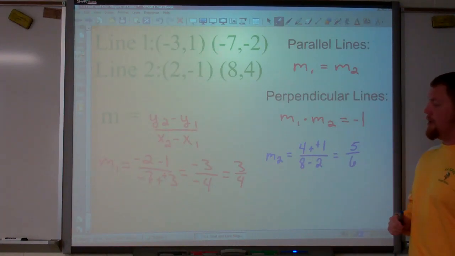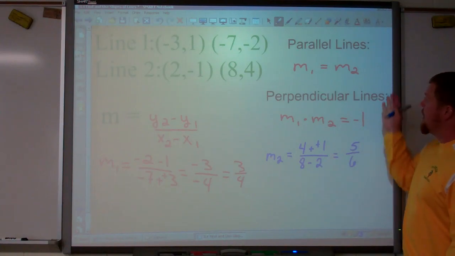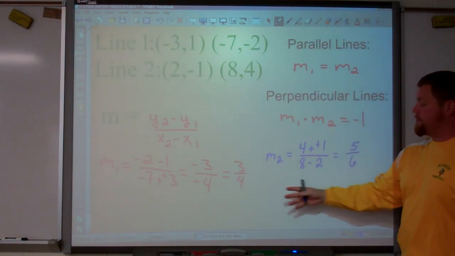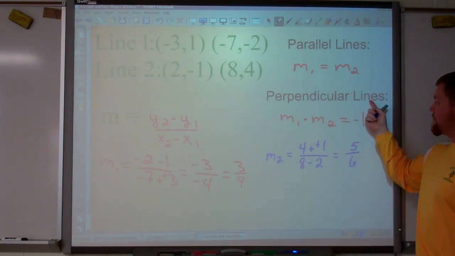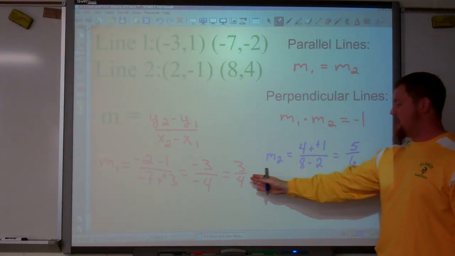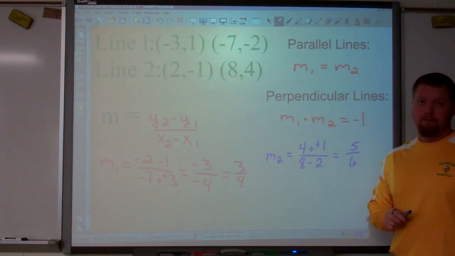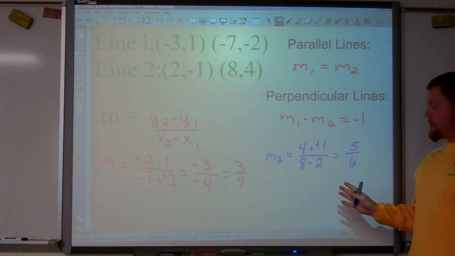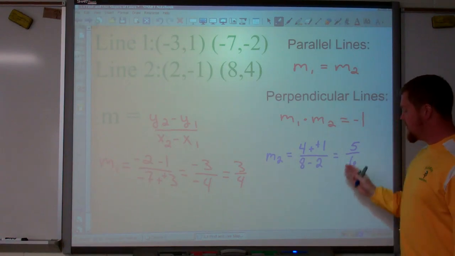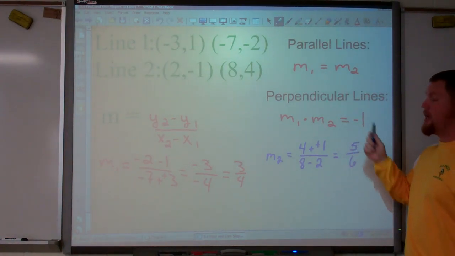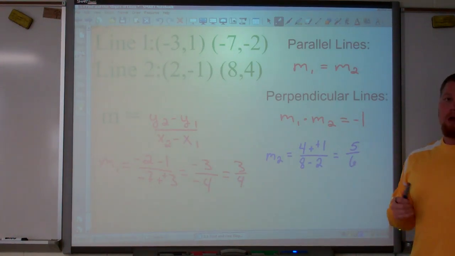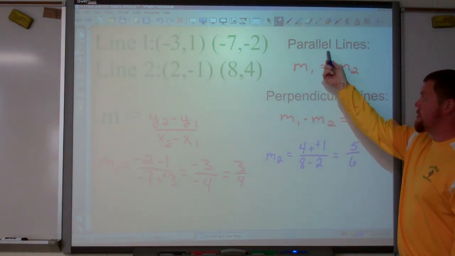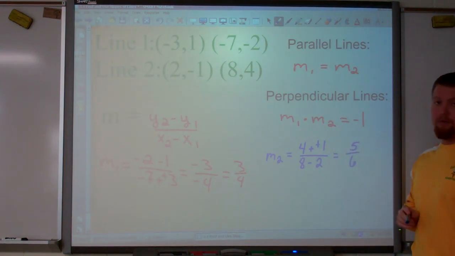Are the lines parallel? No, because they're not the same, right? 3/4, 5/6, they're not the same. Are the lines perpendicular? Well, if we multiply the two slopes together, are we going to get a negative 1? Don't do the calculation. Look at it. A positive times a positive. Are you ever going to get a negative? No, you're not. So are these lines perpendicular then? No. So they are neither. They're not parallel. They're not perpendicular.